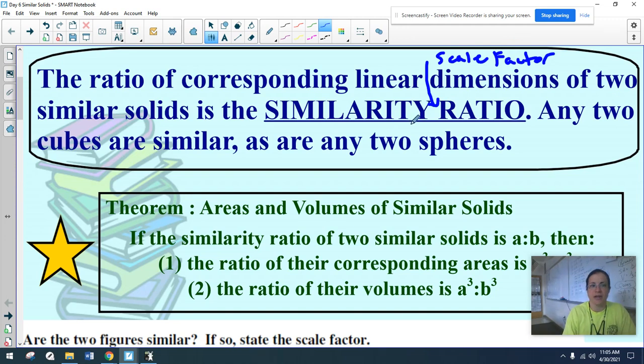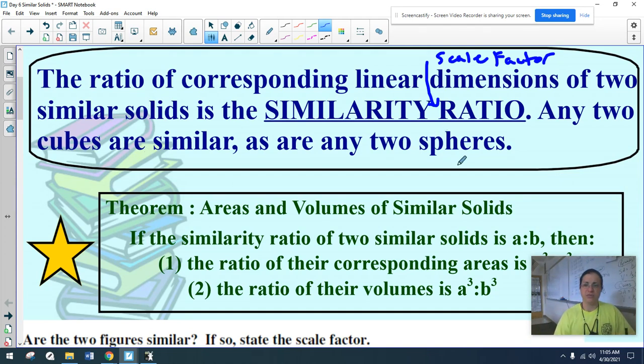So we're just talking about the fraction that compares their dimensions. So it compares their corresponding side lengths. A little note in there, any two cubes are similar. A cube is actually when the length, width, and height are all the same. So if you had 2, 2, and 2, and then you had another bigger cube that's like 5, 5, and 5, the scale factor is 2/5. They're all the same shape. So any two cubes are similar.